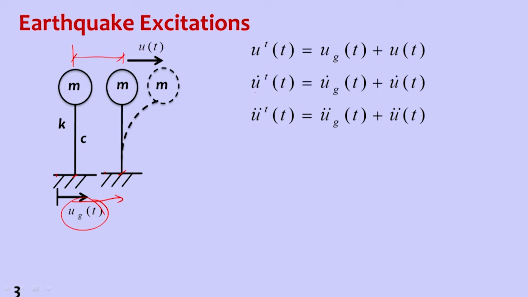If you differentiate it once, we get velocity: U dot G and U dot. Acceleration is U double dot G and U double dot. Now let us write the equation of motion in this condition. Inertia force is related to the acceleration of the mass, that is, the movement of the mass. The mass has moved from this point to this point, so the inertia force should contain these two terms, U double dot G as well as U double dot.